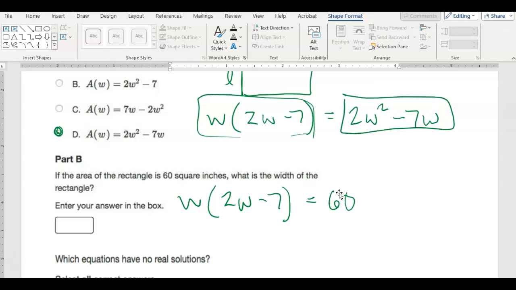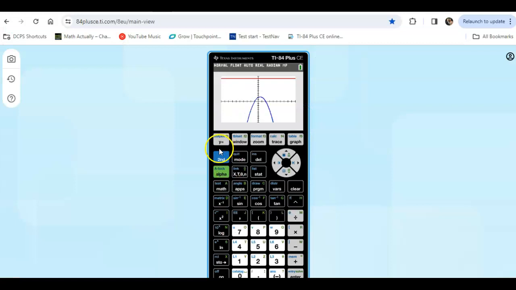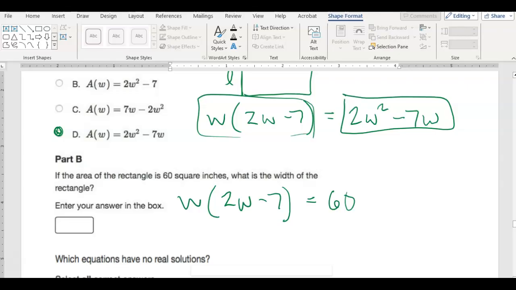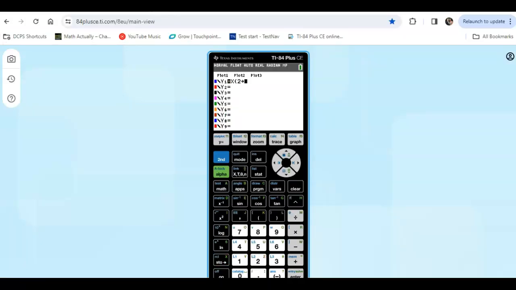So let's look at this using our calculator. I'm going to go back. Okay, here we go. And I'm going to put my calculation here, which was x times 2W minus 7, so x times 2x minus 7. Click it. There we go. 2x minus 7. And I want to see when that will equal 60.